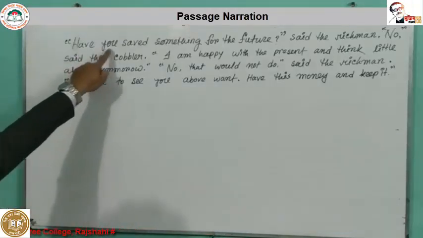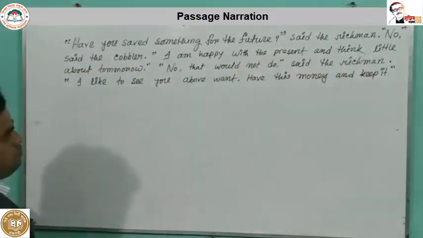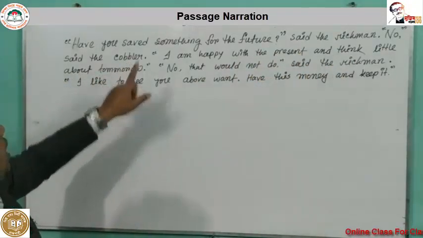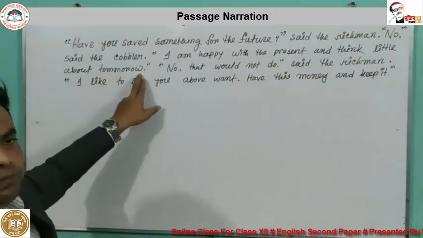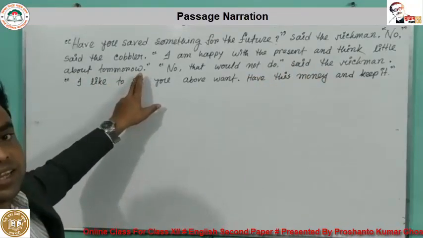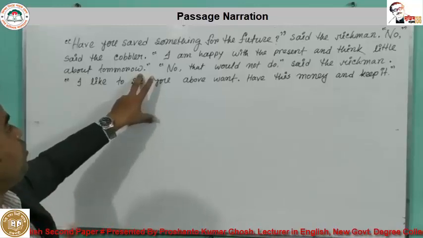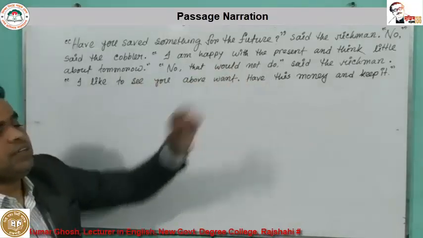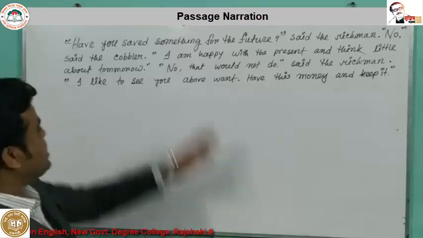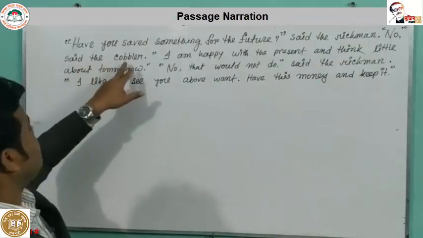Have you saved something for the future? said the rich man. No, said the cobbler. I am happy with the present and think little about tomorrow. Dear learners, can you see? We have already got two persons. One is the speaker, the rich man, and the listener is the cobbler. The first speech is of the rich man, and the second speech is of the cobbler.